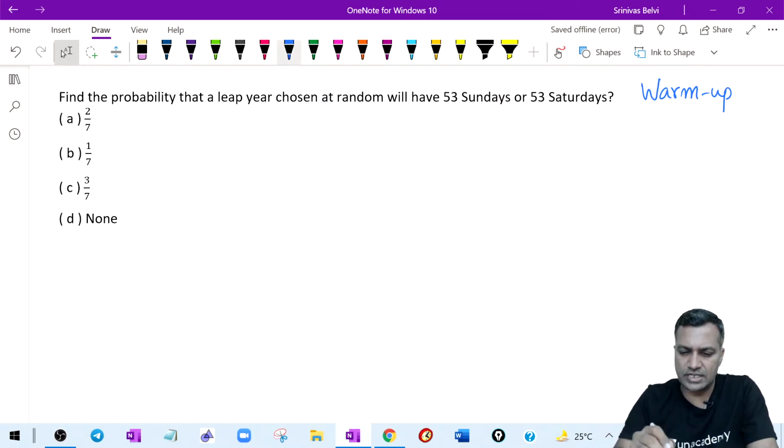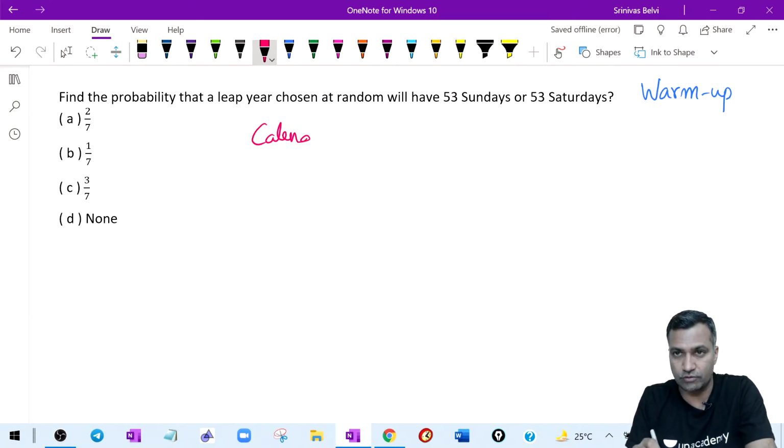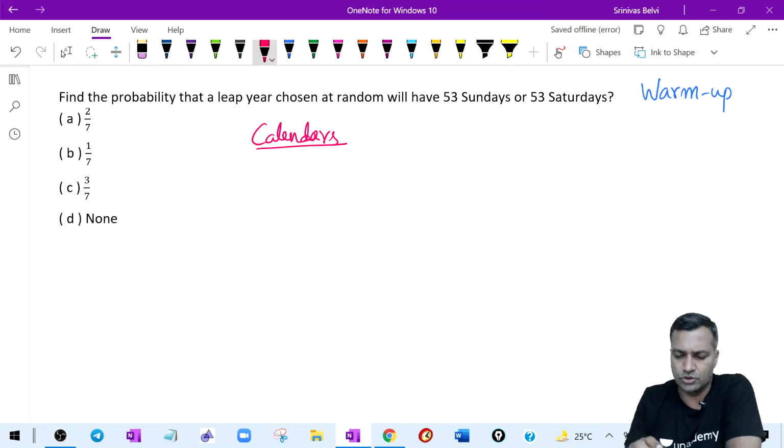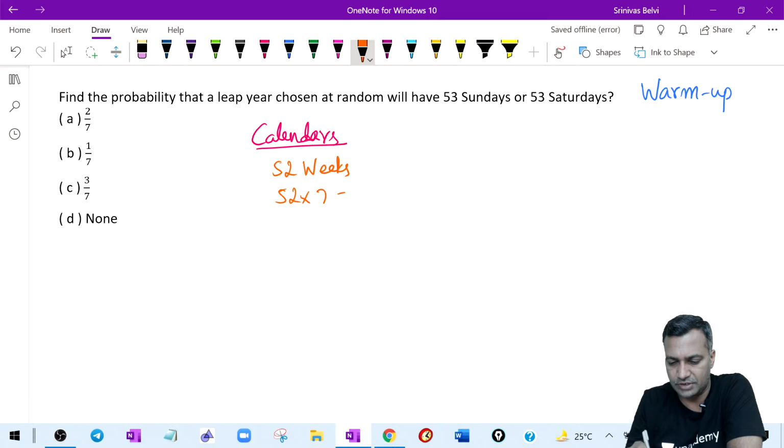All right. This is based on calendars. I'm sure all of you understand a little bit about calendars, right? Good. Everybody listen, it's a warm-up problem. Let's listen and understand what point I want to make here. In a calendar, we know that there are 52 weeks in a year. 52 weeks implies 52 into 7 days, which is nothing but 364 days.